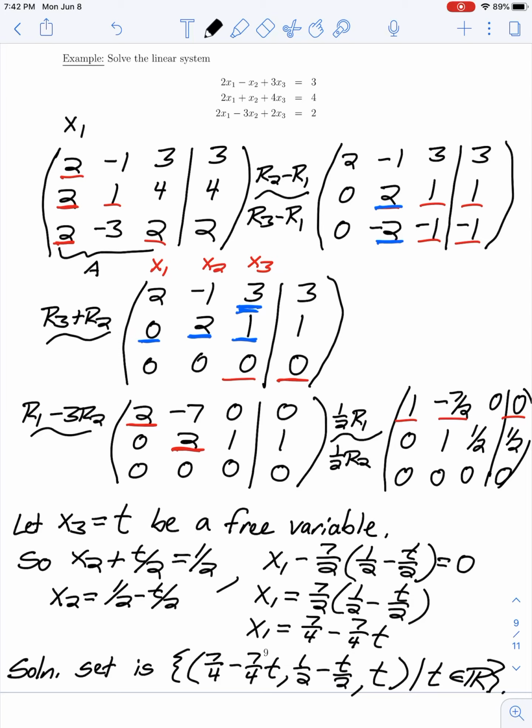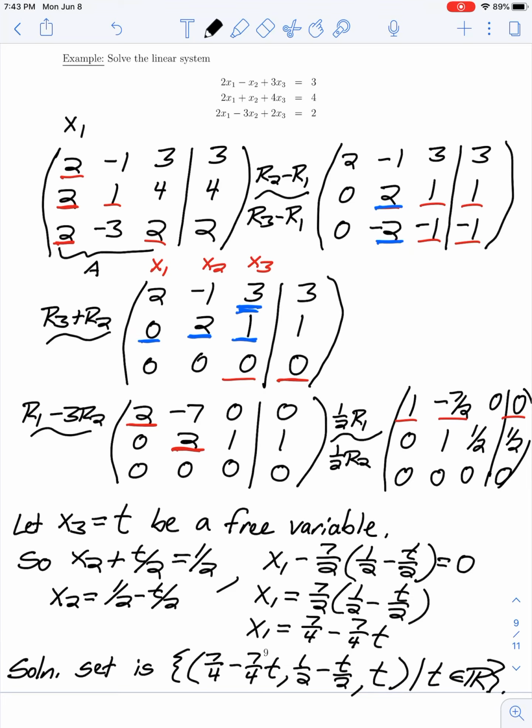Here again, it defines a line in 3 dimensions. So these 3 planes intersect in a line which consists of infinitely many points. Hence, we have infinitely many solutions here.